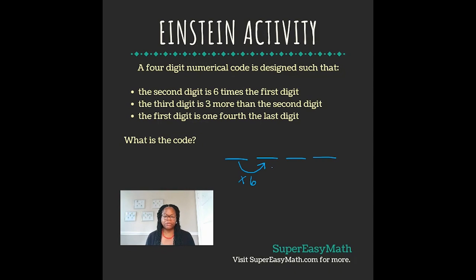The second bullet point says the third digit is 3 more than the second digit. So we have the third digit and it's 3 more than the second digit. So to go from the second digit to the third digit, you're gonna add 3.